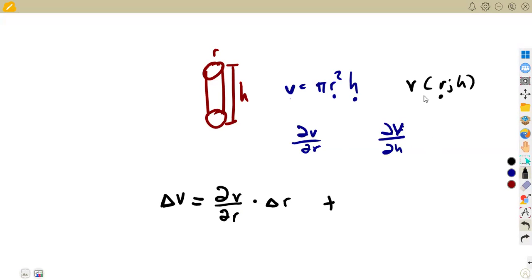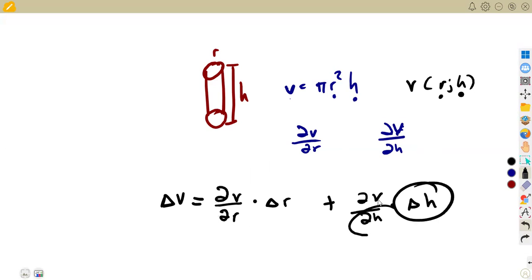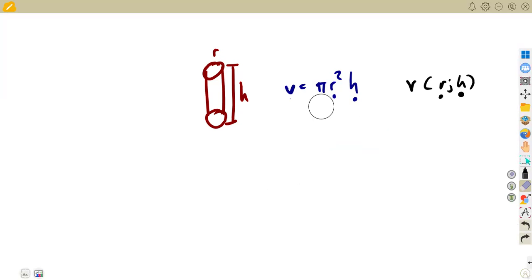Now we've got volume versus the height, which is this one. The derivative of the volume with respect to the height. Definitely we're going to multiply by the change with respect to the height. Whether it's an increase, which is a plus, or a decrease, which is a minus, this is the change that is happening to what has been differentiated with respect to the height, the change in height.